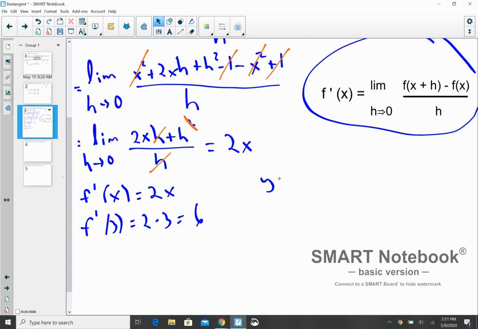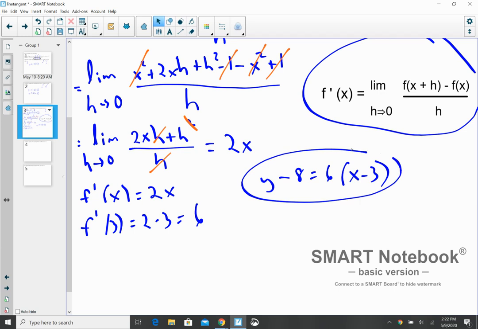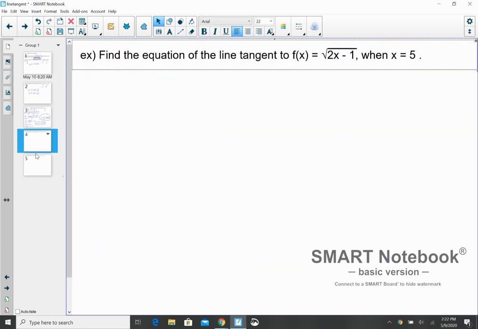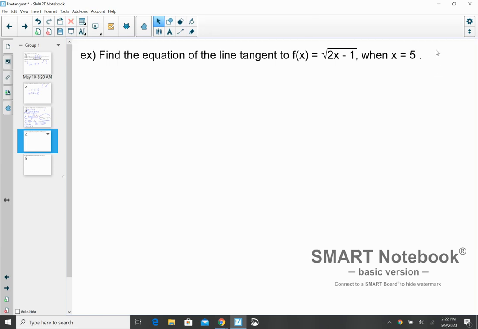So then your equation is y minus 8 equals 6, x minus 3. There's the y value, there's the slope, there's the x value. There's my equation of the line. Bang. Don't do anything else with it. All right. Bam! All right. Now I got a little bit of a different thing going on here.